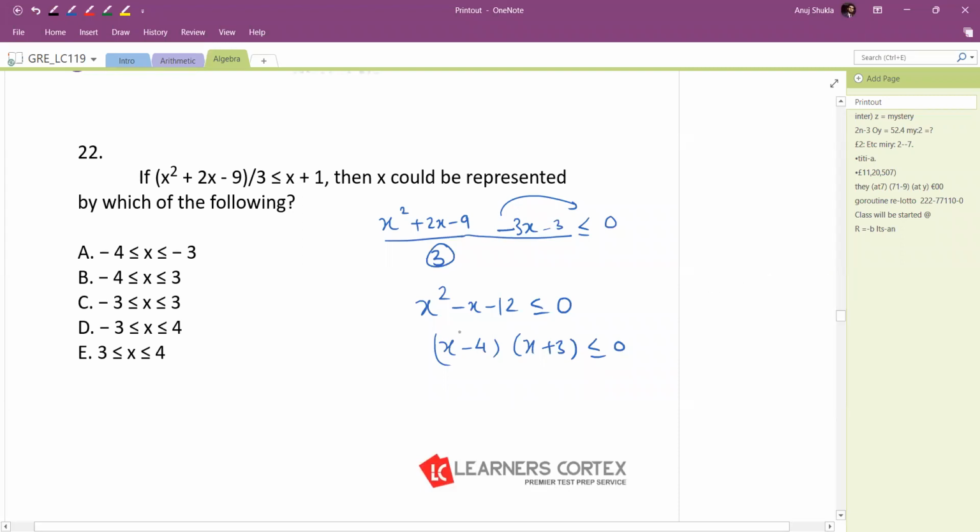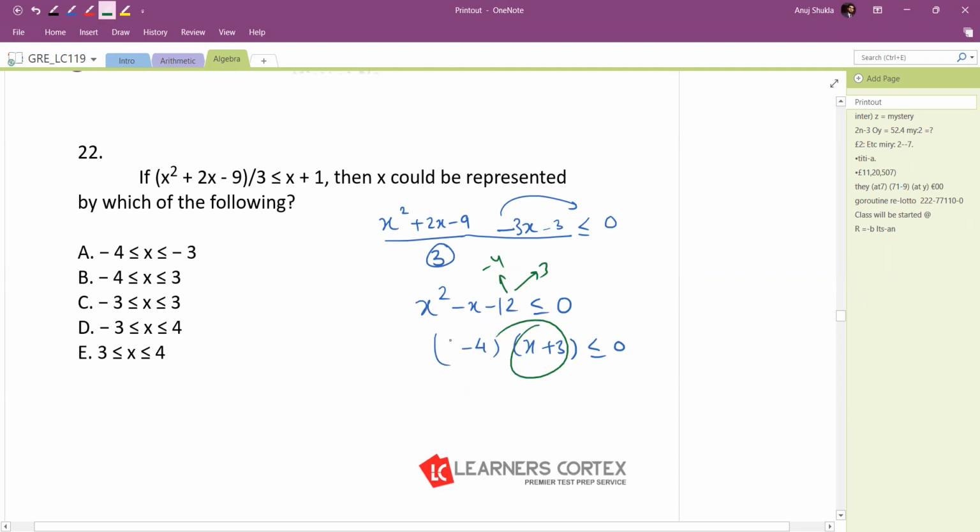Yes or no? Yes, sir. How do I write it? You can write like this also. Minus 4 and plus 3. Minus 4 into 3, minus 12. Minus 4 plus 3, minus 1. Means this will give the solution. Minus 4 means x minus 4. Plus 3 means x plus 3. Okay.